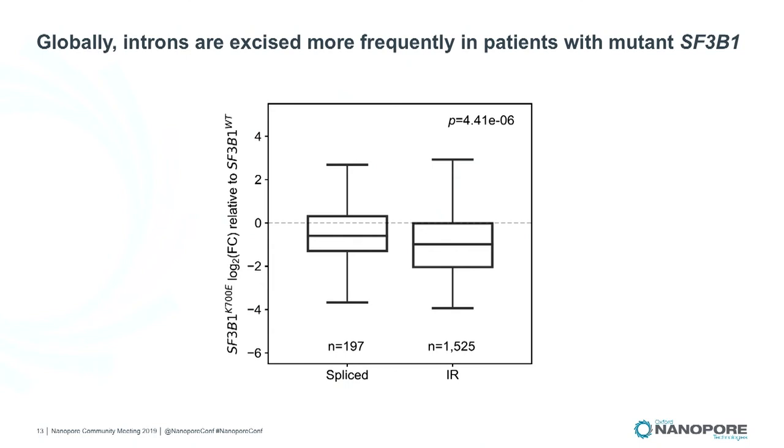When we went back and reanalyzed the short-read data from two high-profile studies that looked at SF3B1 mutation, we found the same pattern of decreased intron retention in SF3B1 mutant patients or samples, although they didn't mention this finding in their manuscripts. And so to us, this was a previously underappreciated finding that we could really only begin to appreciate with nanopore sequencing.